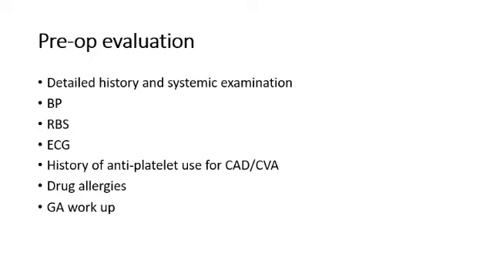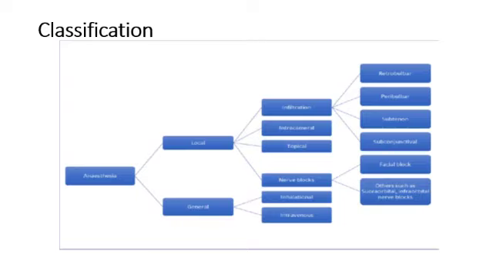A history of drug allergies has to be taken because some patients may have xylocaine sensitivity, and a GA workup has to be done if the patient is requiring a general anesthesia. So ocular anesthesia can be of two types, local and general. In general anesthesia, like in other specialties, we have inhalational and intravenous. In local anesthesia, we have four types, that is infiltration, intracameral, topical, and nerve blocks. In nerve blocks, we have two types, that is facial blocks and others such as supraorbital, infraorbital nerve blocks. In infiltration again, we have four types, that is retrobulbar blocks, peribulbar blocks, subtenon blocks, and subconjunctival blocks.